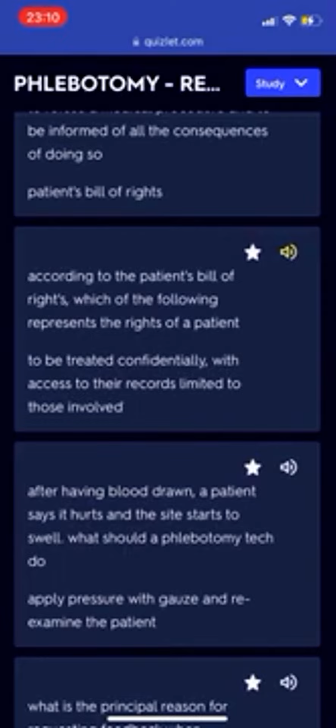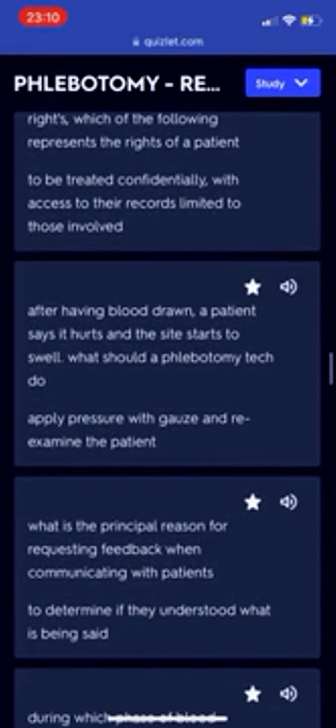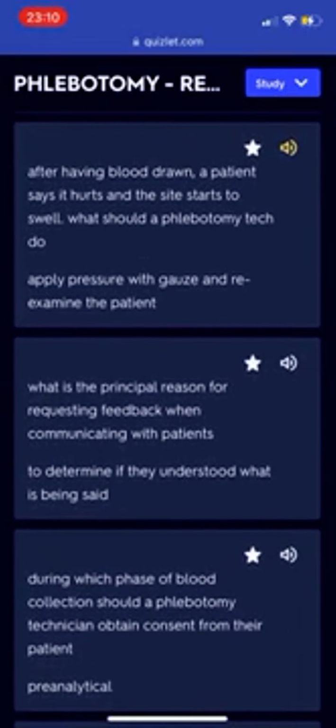According to the Patient's Bill of Rights, which of the following represents the rights of a patient? To be treated confidentially, with access to their records limited to those involved. After having blood drawn, a patient says it hurts and the site starts to swell. What should a phlebotomy tech do? Apply pressure with gauze and re-examine the patient.